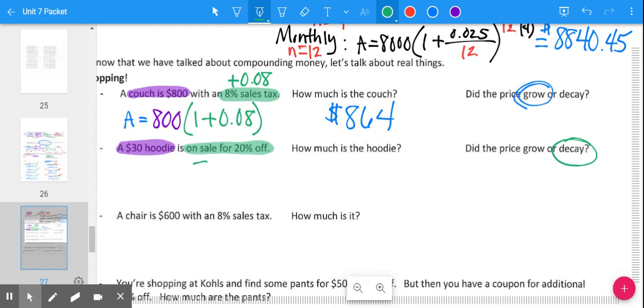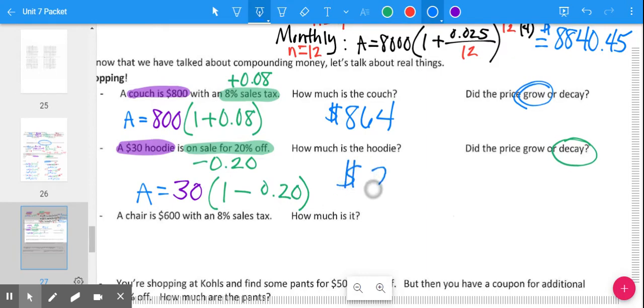Written as a decimal, 20% is 0.20. So when we're looking for our amount of money, we take our principal of $30 and multiply it by 1 minus, because we're depreciating, we're decaying, 0.20. And that 20% off only comes off one time. So we have an exponent of 1, and that hoodie is going to be $24.